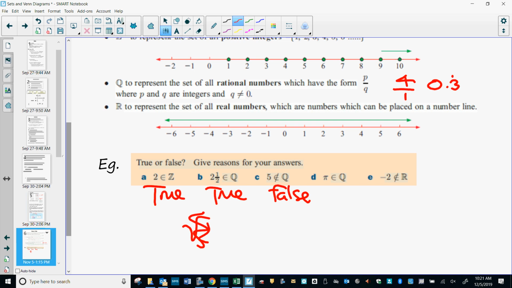Here we go. Pi is a member of the rational numbers. Can pi be written as a fraction? No, so that's false. And what was R? Real numbers. Negative 2 is not a member of the real numbers. That's false as well, because it is. Why is negative 2 not a real number? No, it is, because this says negative 2 is not a member. So therefore, that statement is false.